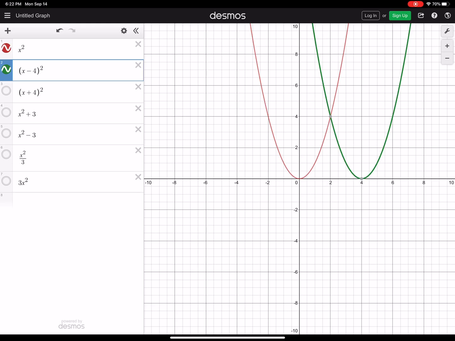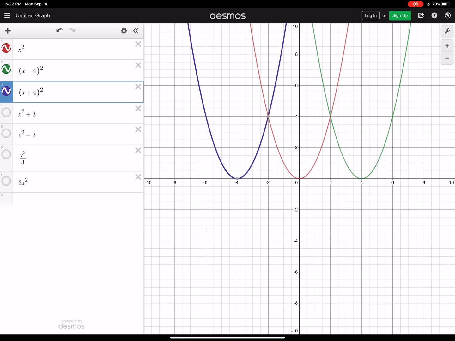If I want to move to the left, I'm going to add 4. You can see the purple is x plus 4 quantities squared. So x plus 0 squared, that's the first one that's in red. X minus 4 quantities squared, that's in green, and that moves it to the right. X plus 4 quantities squared, that moves it 4 units to the left.